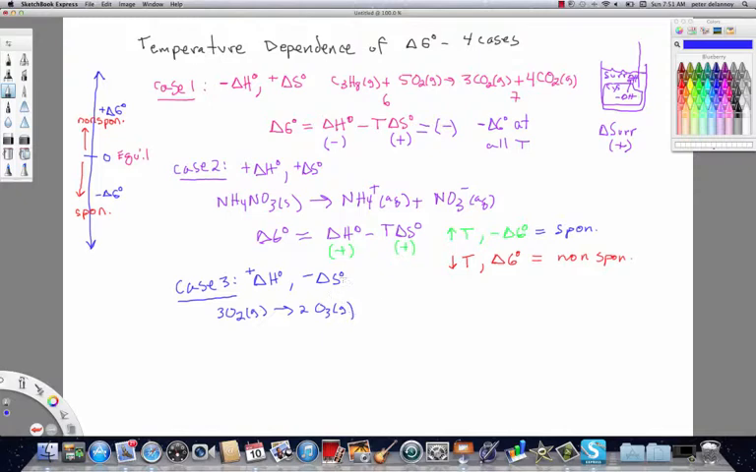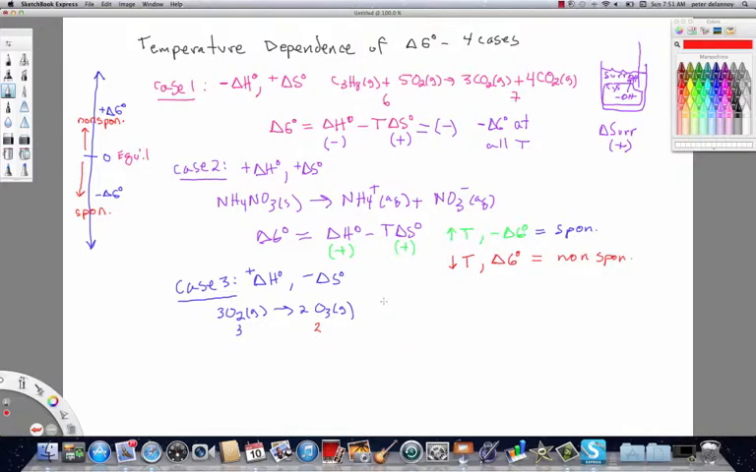All right, and notice that the delta S naught of the system is unfavorable. And when you look at the equation, you can see why. Again, it's composed entirely of gases, so we can count particles. And on the left side of the arrow, there's 3. And on the right side of the arrow, we have 2 particles. So we've actually decreased the number of gas particles here.